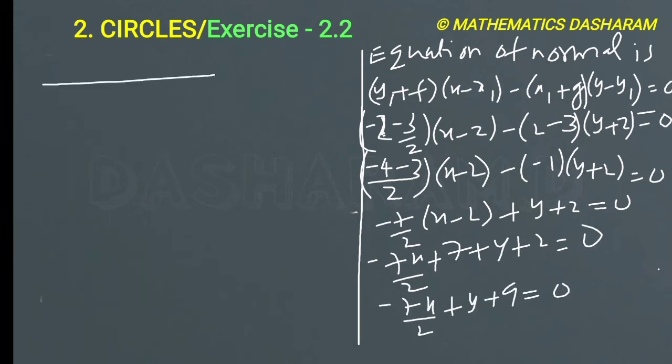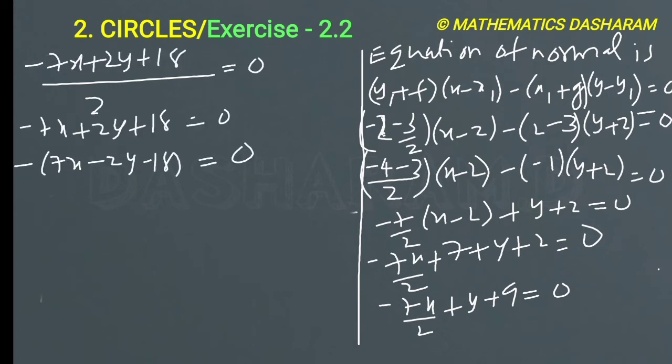So let's check the LCM. So minus 7x plus 2y. So the equation of a normal is 7x minus 2y minus 18 equals 0.